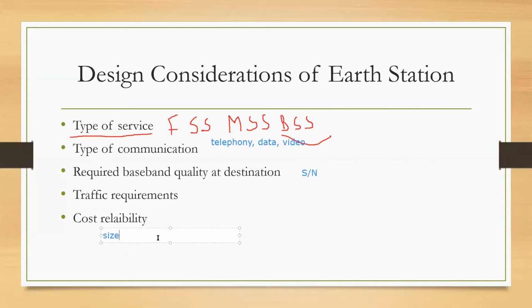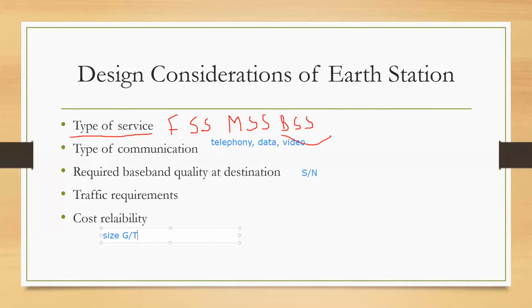Okay, the size is actually decided by the G by T ratio. What is the G by T ratio? Basically, earth stations are quantified like this: a small earth station, like the one you have on your house, that is the Tata Sky. That's again an earth station that's receiving a signal, having a small antenna.